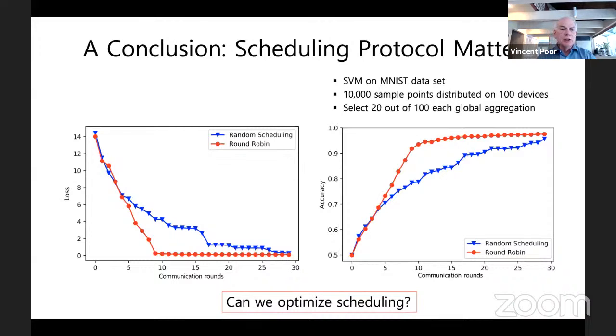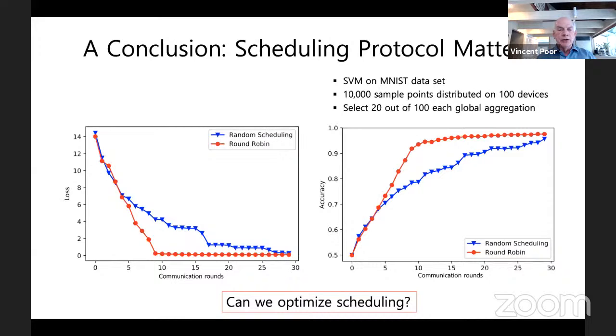On the left, you can see the loss, which in this case is mean squared error. And on the right, you can see accuracy, which is the percent correct. You can see that just as with the lower bounds, the round robin outperforms random scheduling, which we showed in that case on the previous slide. So first of all, the conclusion is that the scheduling protocol matters in terms of the performance of federated learning in a wireless network.